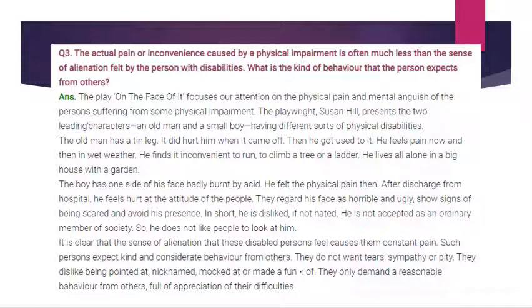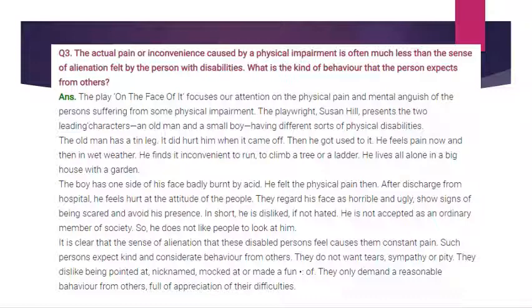The boy, Derry, has one side of his face badly burned by acid. He felt the physical pain then. After discharge from hospital, he feels hurt at the attitude of the people. They regard his face as horrible and ugly, show signs of being scared, and avoid his presence. In short, he is disliked if not hated. He is not accepted as an ordinary member of society, so he does not like people to look at him. It is clear that the sense of alienation that these disabled persons feel causes them constant pain.